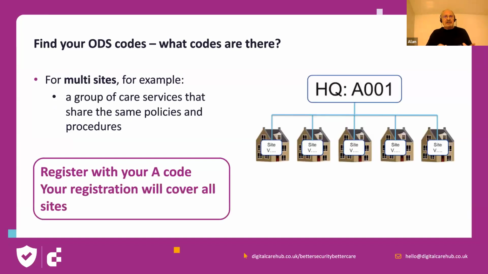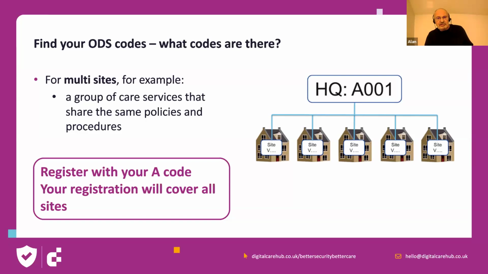If you are a multi-site organisation, so for example, you might be a group of care services that share the same policies and procedures, and that's quite important because if you register as an HQ, and you register on behalf of your services, then it's important that they all have the same arrangements for information governance within the organisation. So it is possible in that instance to register with your A code, and then the registration can cover all of the sites under that particular organisation.